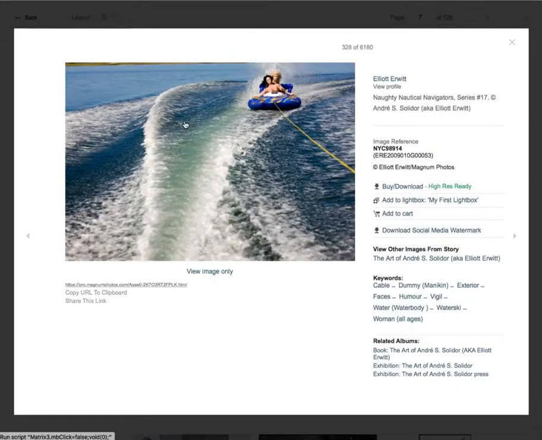But again, you have this curvilinear element that leads you in to the subject here. So you have an entry point here and then here. Then you have a circular movement right here with the splashing of the waves. This is a great photograph.